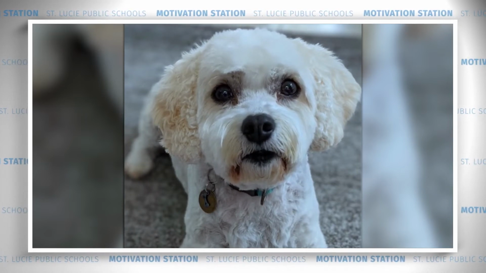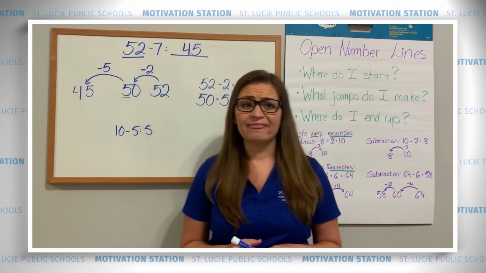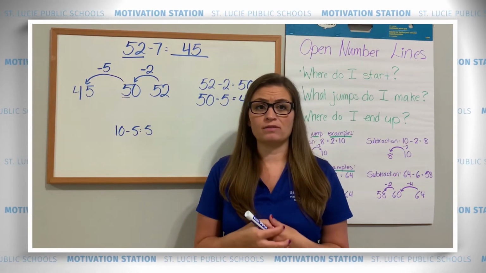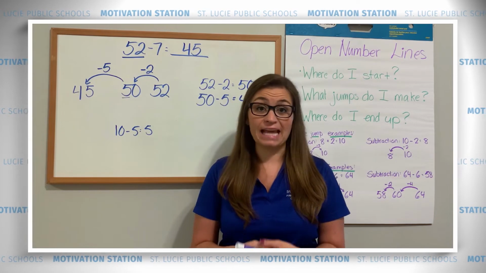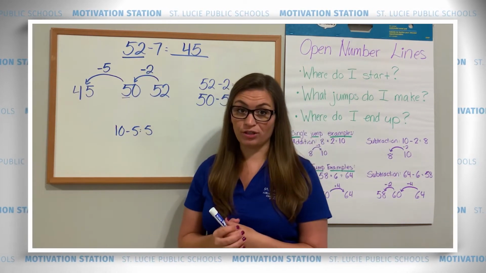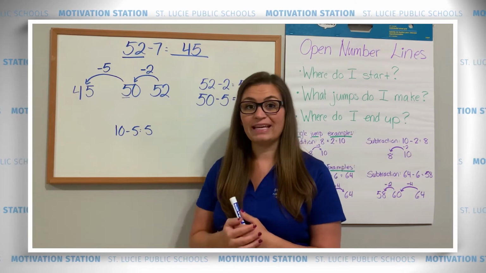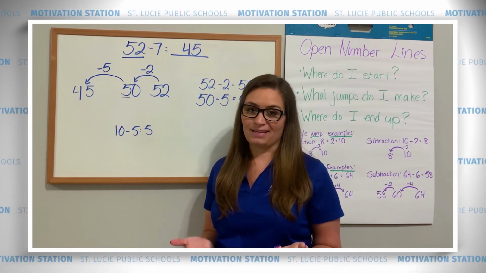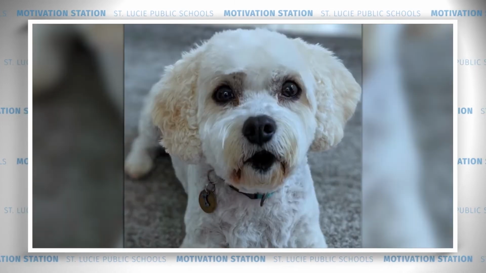How do I know what jumps to make? That is a good question, Colby. Well, the first jump you want to make is always to the next 10 down from your number. So in our problem, we started with 52. The next 10 down is 50. We go down to the next 10 because we're subtracting, so we need less.